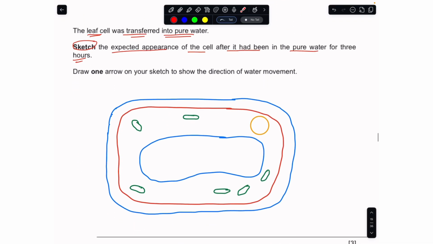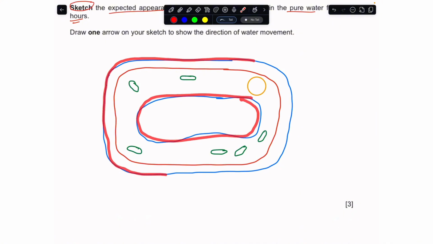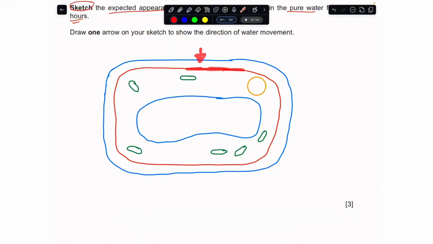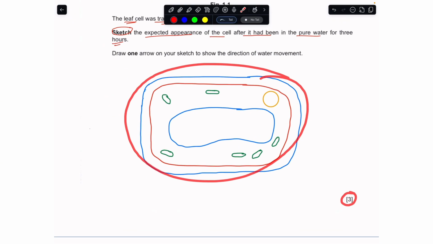So if I were to simply take you to the diagram for 3 marks, you see that I have bulged the cell walls out. I have increased the volume of the large vacuole. I have increased the size or the volume of the cytoplasm as well. And I have made sure that the cell membrane is now in contact with the surrounding cell wall. So if you make a diagram like this, you would score a total of 3 marks.